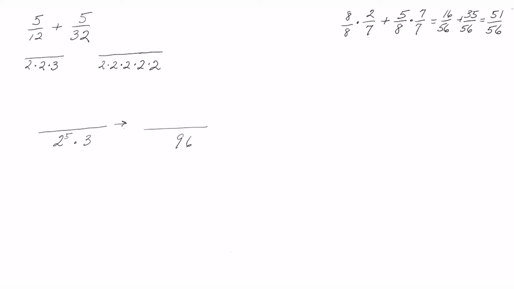So how do I modify the fractions that I have? Well, I happen to know that 8 times 12 is 96, so I need to multiply my first fraction by 8 over 8, and my second fraction by 3 over 3. So 8 times 5 is 40, plus 5 times 3 is 15. So now that we have our common denominator, we simply add the numerators over our common denominator. So that's going to give us 55 over 96, which looks like it's irreducible.